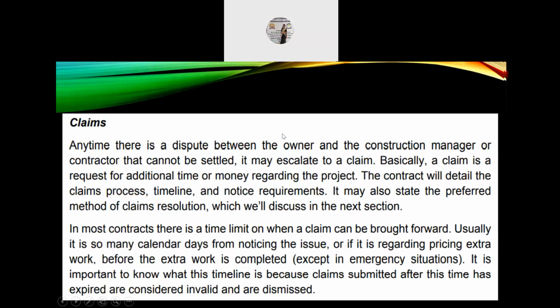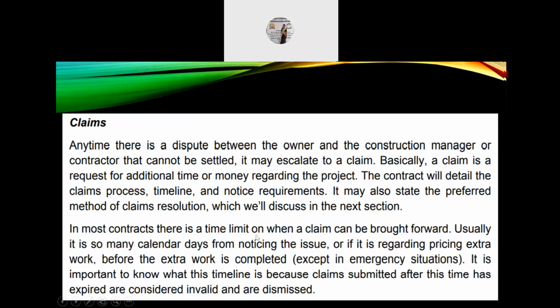Next, claims. Anytime there is a dispute between the owner and the construction manager or contractor that cannot be settled, it may escalate to a claim. Basically, a claim is a request for additional time or money regarding the project. The contract will detail the claims process, timeline, and notice requirements. It may also state the preferred method of claims resolution, which we'll discuss in the next section.